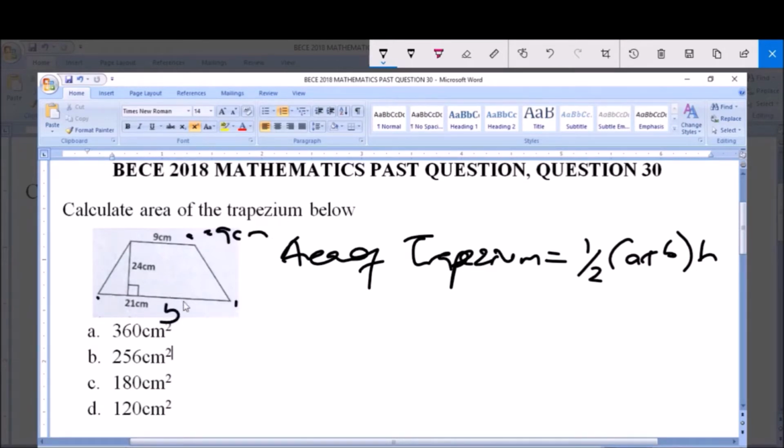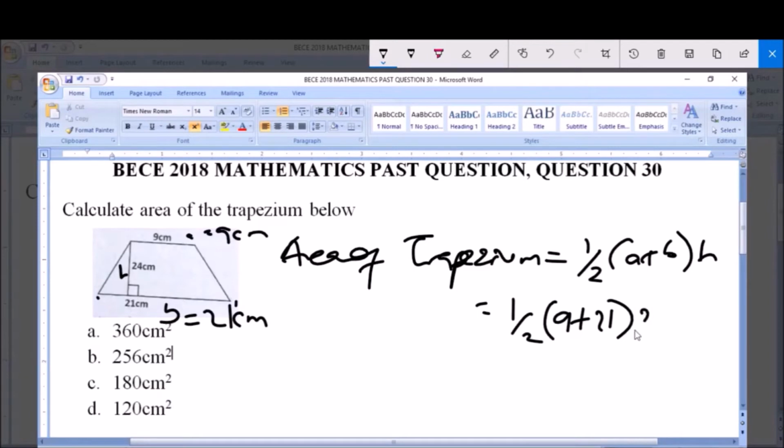Now this line from here to here represents B, and B is equal to 21 cm. Then the H here is your height, that is this 24 cm here. So H is equal to 24 cm. So the area of trapezium is equal to half times A. Now our A is 9 centimeter. So we put 9 plus B. Our B is 21 centimeter. So 21 close bracket, then multiply by h, which is the height.